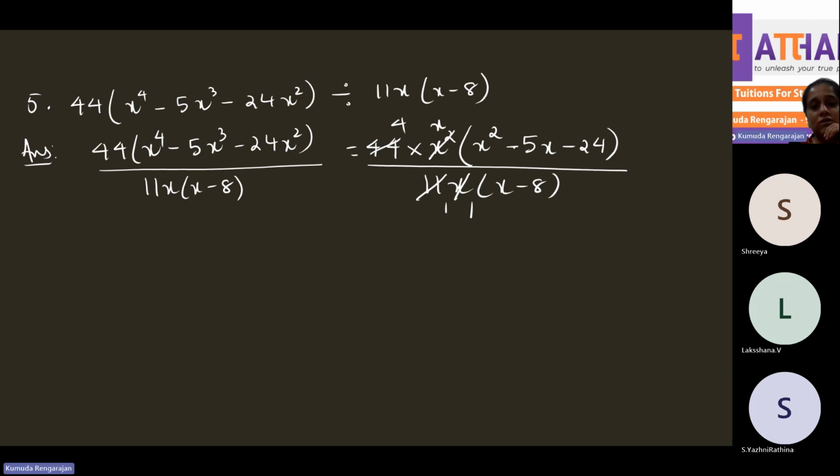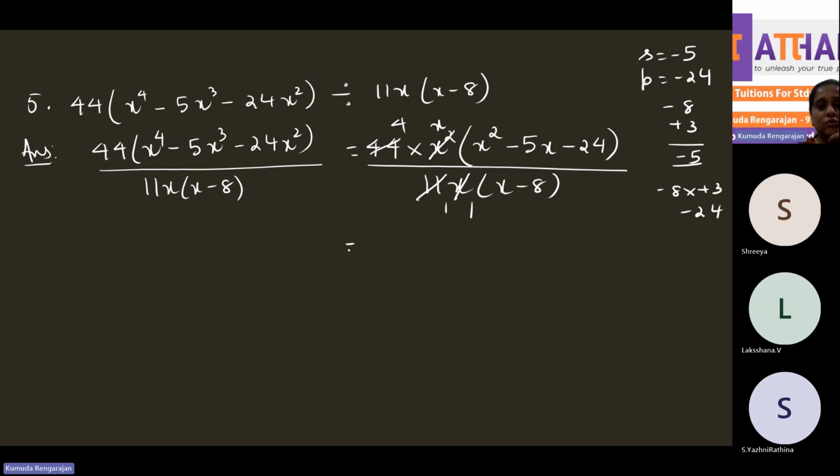So now this quadratic expression x squared minus 5x minus 24, the sum is minus 5, the product is minus 24. Can you guess the two numbers? Ma'am, it's minus 8 and plus 3. Very good. It's minus 8 and plus 3, because minus 8 plus 3 will give us minus 5, and minus 8 into plus 3, when you multiply, you'll get minus 24.